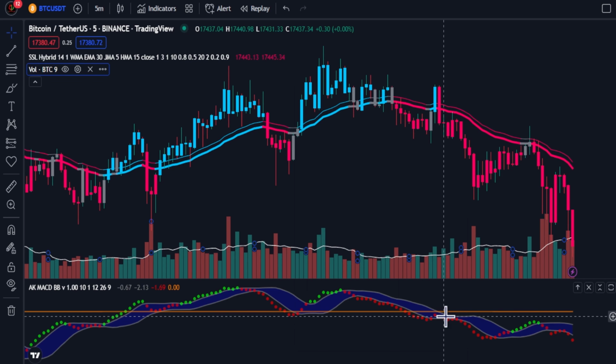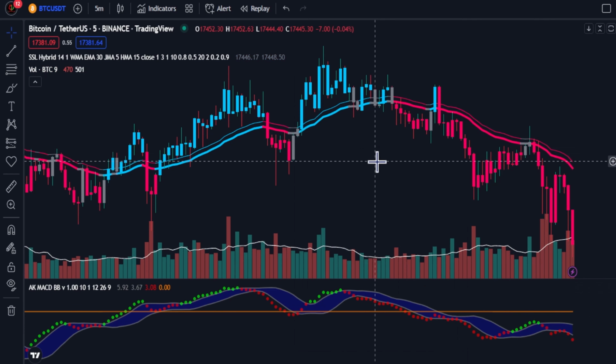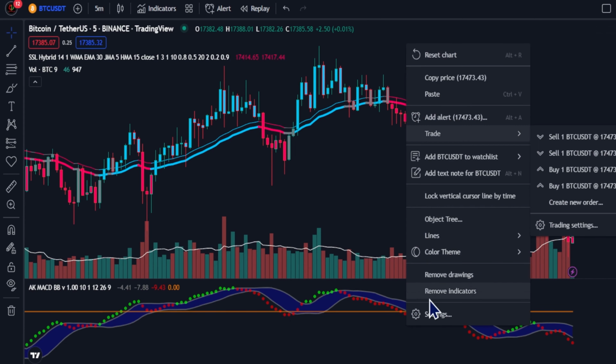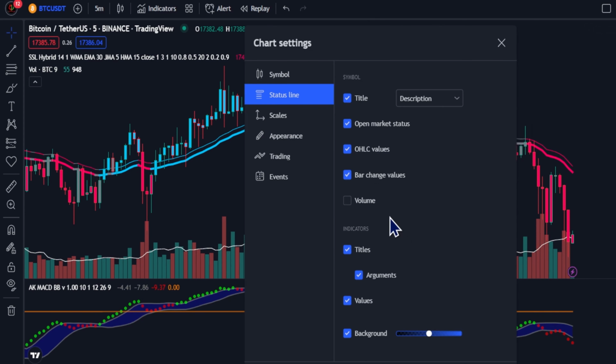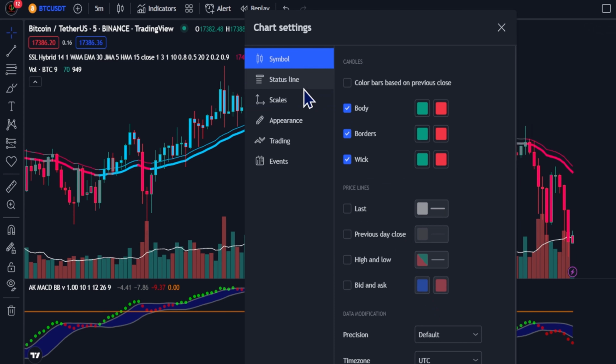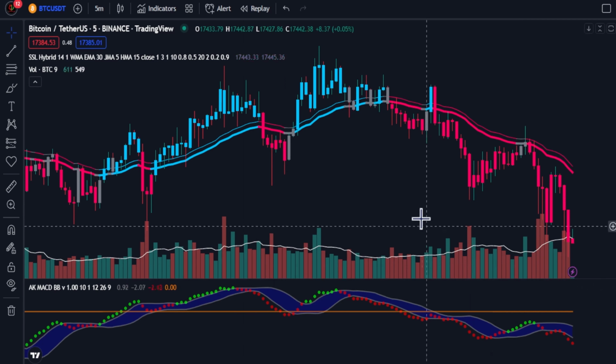Now the indicators are ready to be used, but we can still see borders on the candlesticks. To remove it, just right-click on the chart and click the Settings button. From that, head over to the Symbols section. Uncheck the Borders item to totally remove the borders color. Now we are ready for the strategy.